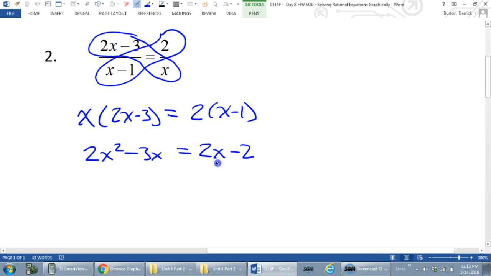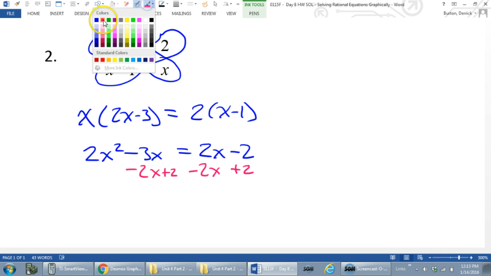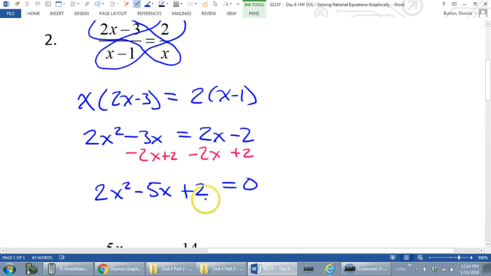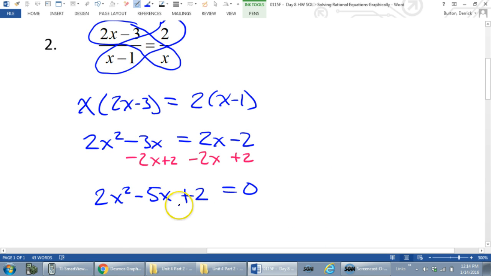So to solve this equation, we will get 0 on one side. So I'm subtracting 2x from both sides, and I'm adding 2 to both sides. So that's going to give me 0 over here. On the left side, I'm going to have 2x squared, just bringing that down. Negative 3 and negative 2 make negative 5x, and then plus 2. So I have this. Now, either I will factor this or I will use the quadratic formula. I'll try to factor it real quick.